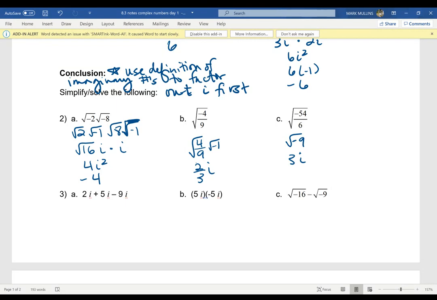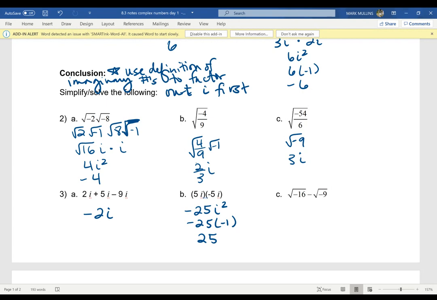For 3a, we can add our i's just like we would variables. 2 plus 5 is 7. Minus 9 would be negative 2i. On b, I'm multiplying, so 5i times negative 5i would be negative 25i squared, or negative 25 times negative 1. So we'll have positive 25.